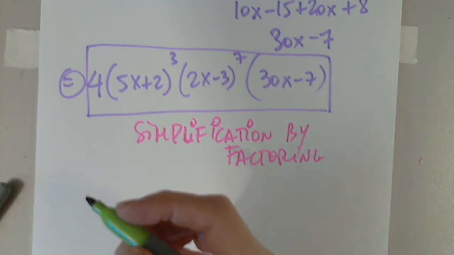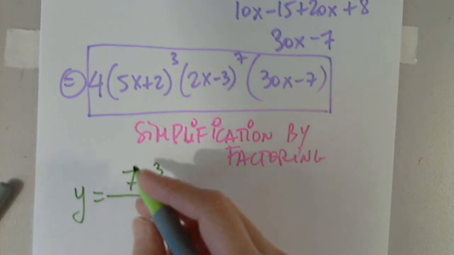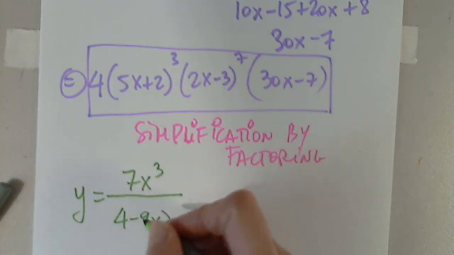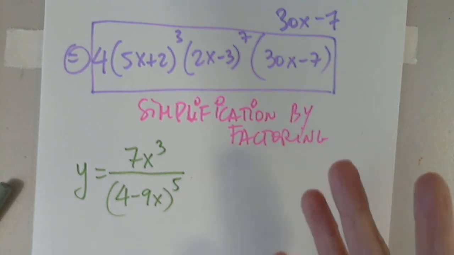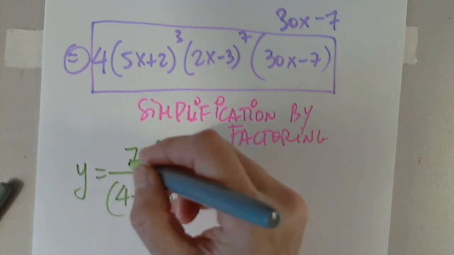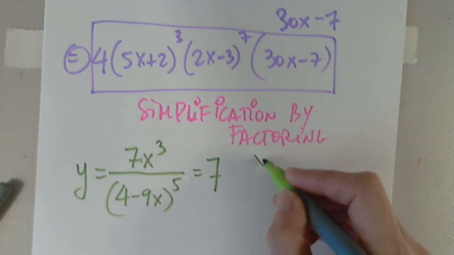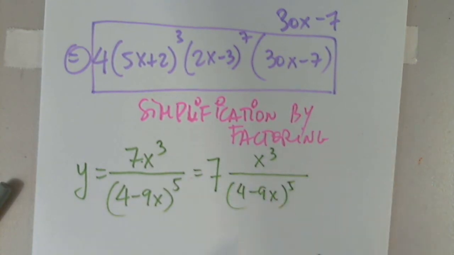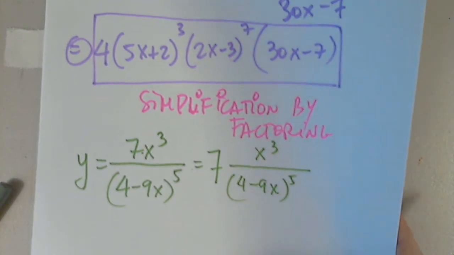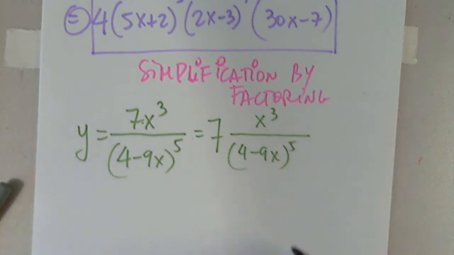Okay, so let's look at, let's say, y equals 7x cubed over 4 minus 9x to the 5th power. Please stop me if you have questions. So I see it's a quotient. I'm asked to differentiate. I see that 7 is multiplied by x to the 3rd. This can be written like this. It's the same thing. I'm not going to mess with that number because I will eventually have to factor it out at the end, so why bother with it? It's a constant times a function.